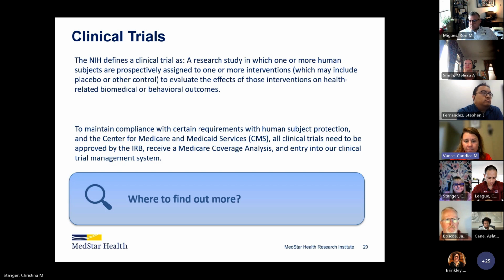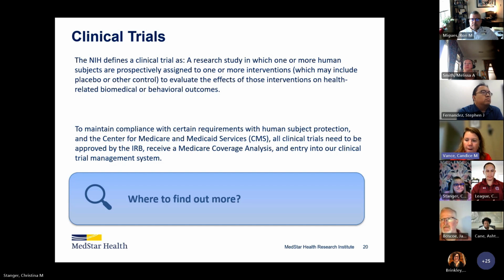All clinical trials also need to be approved by the IRB, which you'll hear more about later, and they need to receive something called a Medicare coverage analysis. And then in order to keep maintaining that compliance, we need to enter those clinical trials into our clinical trial management system to make sure that we're tracking that throughout the life of the trial.